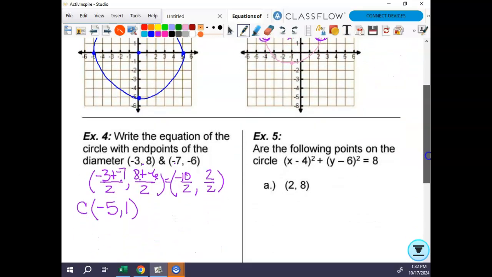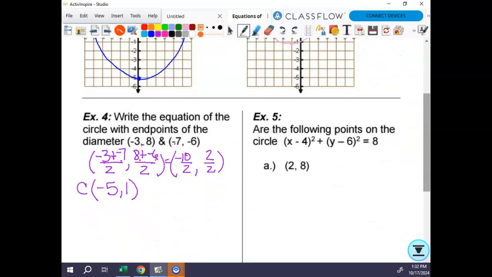And just FYI, the midpoint formula actually looks like this. It's x1 plus x2 over 2, y1 plus y2 over 2, but they're not giving you that on the reference sheet either. But that's just bringing the endpoints together and cutting it in half. Just think about a piece of string. The diameter is a piece of string. That's what we're doing. Okay, so we found the center.